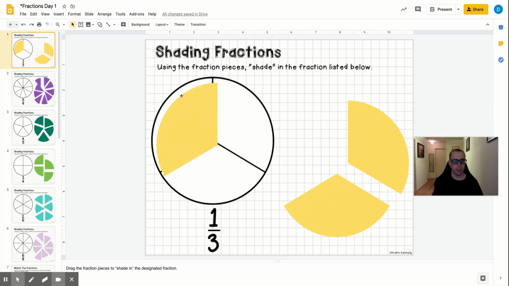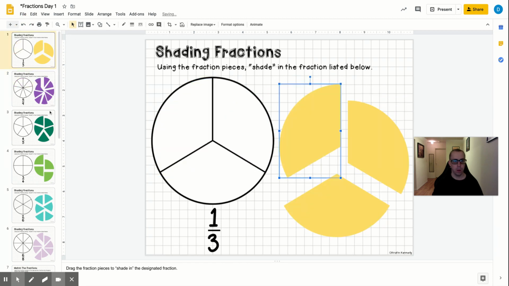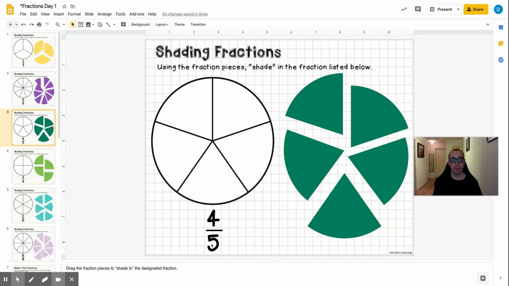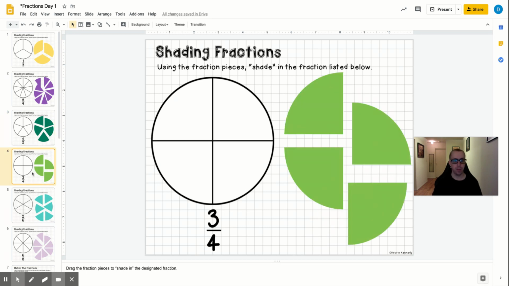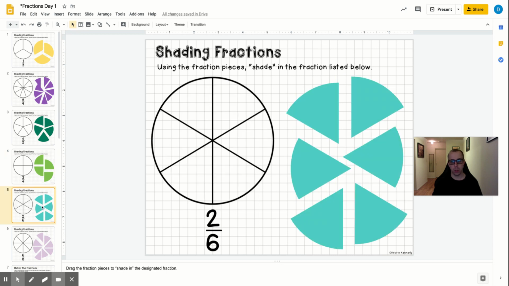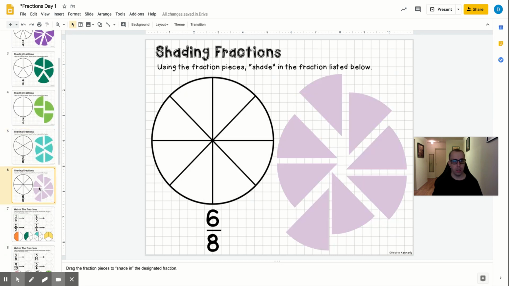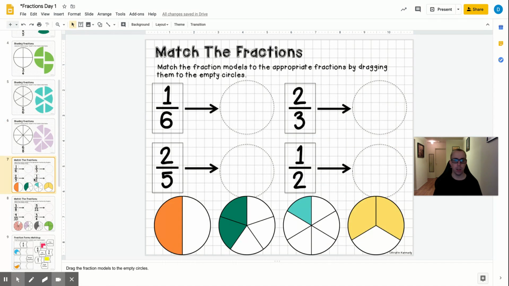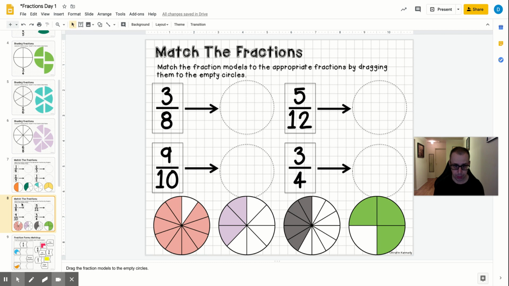I'm going to put these back. Okay, and you'll continue to do that here with 4/5. You're dragging 4 of the 5, and 3/4, and 2/6, 2 out of 6, and 6/8. Now for here, you need to drag the shape that represents the fraction given. So one of these circles represents 1/6, one of them represents 2/3, 1/2, and 2/5. And the same thing for this page. You're dragging the circle to where it belongs to match the fraction given.